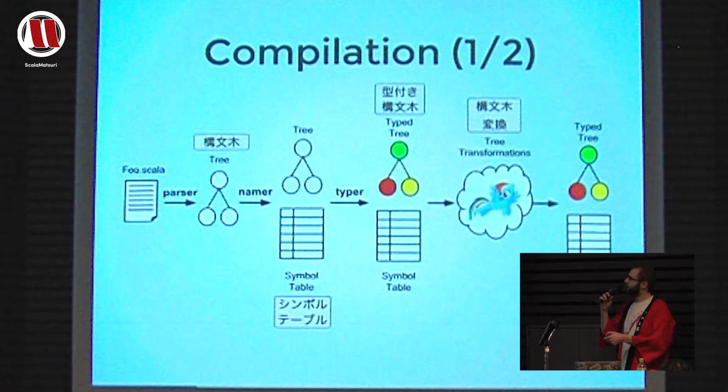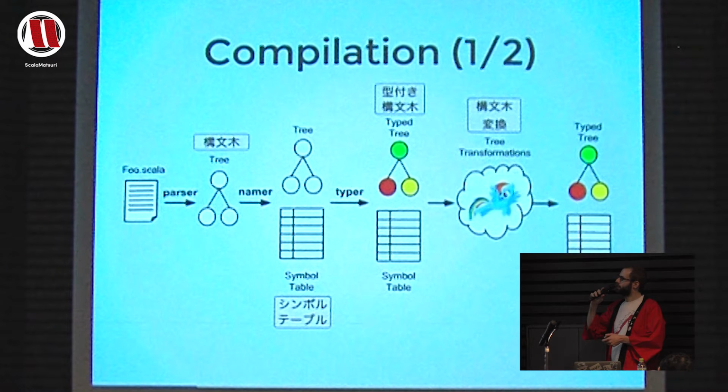The next phase is called namer. This is what discovers the entities in your program, all of the classes and methods and things like that. And it assigns them symbols and puts them into the symbol table. So now you have your untyped tree and your symbol table.